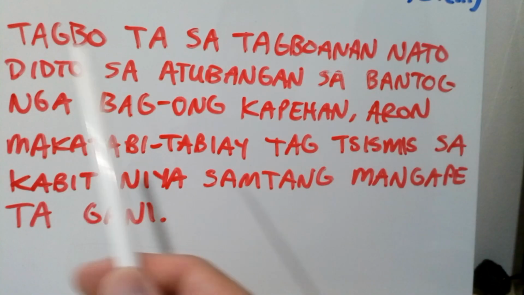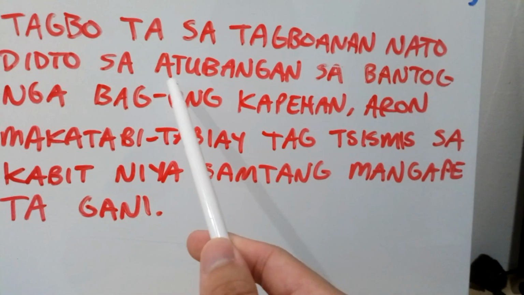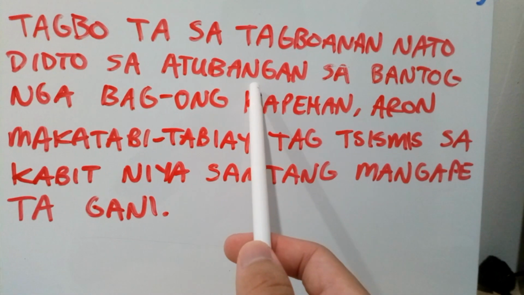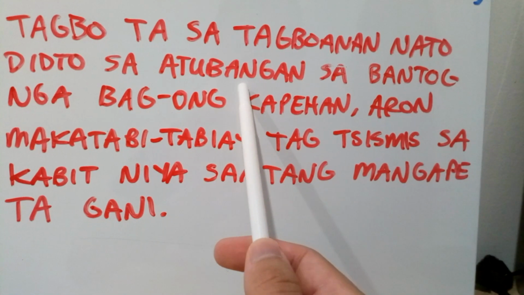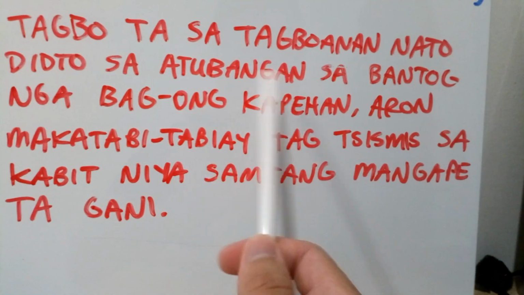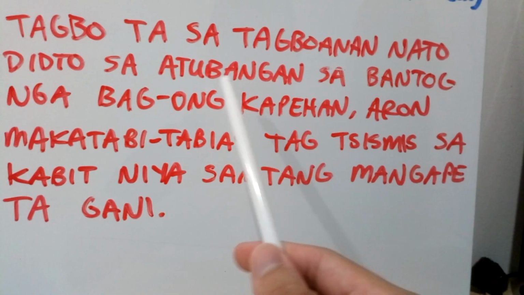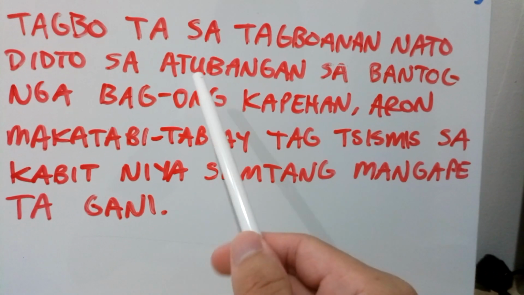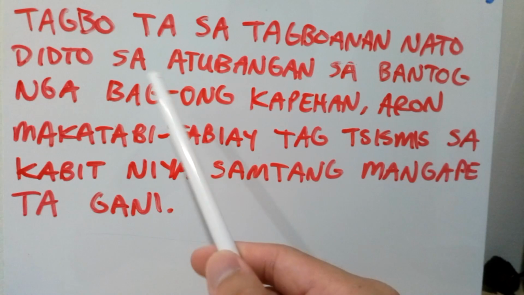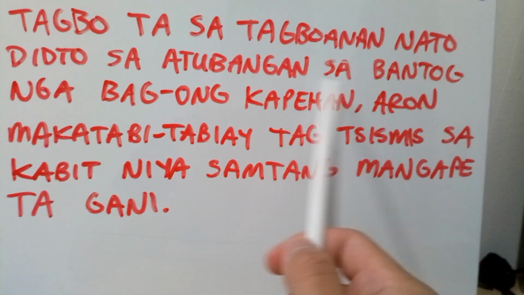"Tagboanan nato dito sa atubangan." Now, I wrote atubangan as atubangan. This is what it's written as in the standard dialect, right? Some dialects will say atbangan or atbang, right? Atbang or atbangan, right? They delete that u, the letter u. But in the standard, it's the full form, atubangan, right?